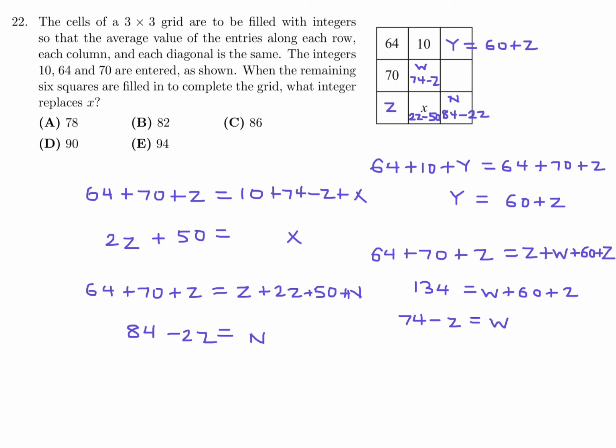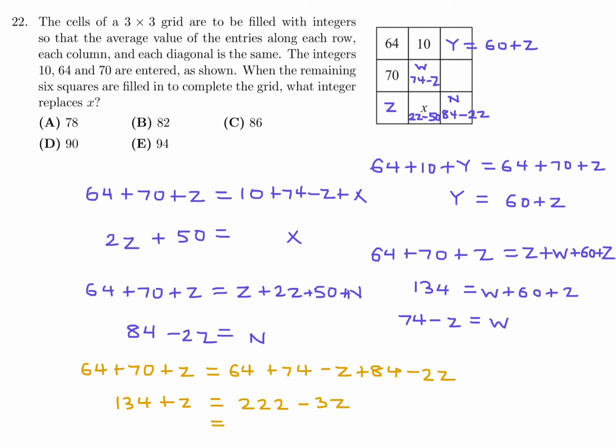Okay, I think we're in the final step now. So the final step, again, I'll just use the standard one, and now I'm going to compare it to this diagonal. So we've got 64 plus 70 plus z, and that equals 64 plus 74 minus z plus 84 minus 2z. So when you collect all the numbers, that's going to be 222 over here on this side, and then minus 3z, and on this side is 134 plus a z.